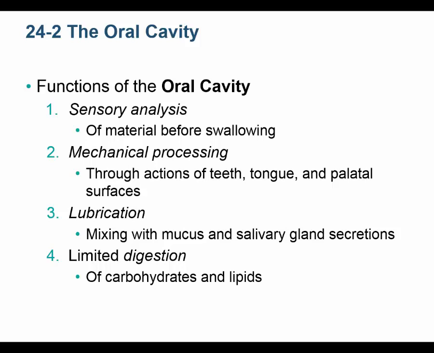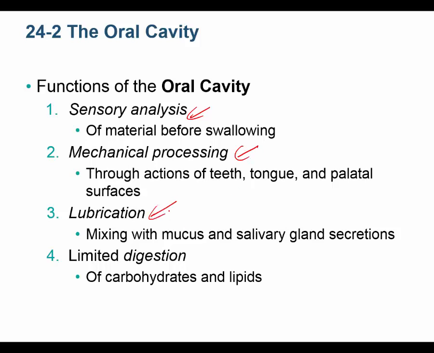So first of all, what's the function of the oral cavity? The oral cavity has the tongue and the teeth in it, and that's where the salivary glands dump their saliva. So we have sensory analysis of the food, and by the way, that's part of what causes the salivary glands to secrete. There's sensory analysis, and then there's a reflex that causes salivary glands to secrete. And then the tongue moves the food around, and the teeth grind it up. So that's what you have there.